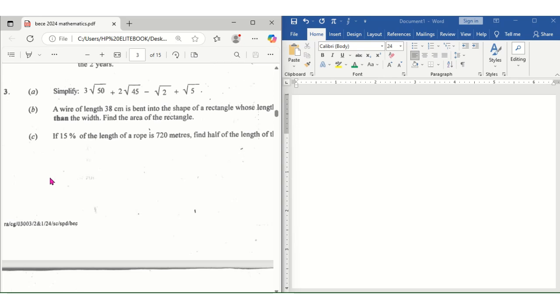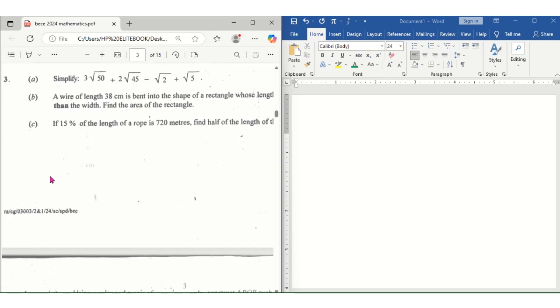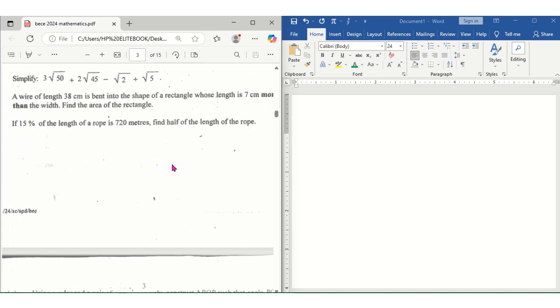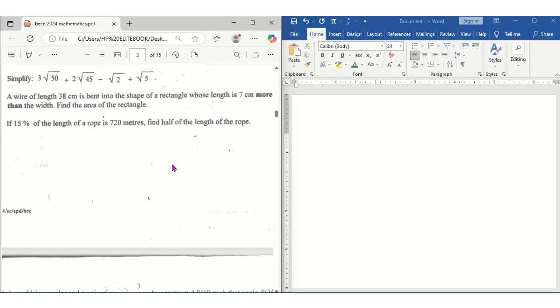In this tutorial, we will be talking about question 3B of the 2024 BECE Mathematics exams. As you can see from my left hand side, we have question 3B there, which says that a wire of length 38 centimeters is bent into the shape of a rectangle whose length is 7 centimeters more than the width. Find the area of the rectangle.